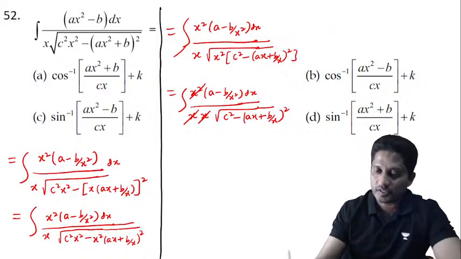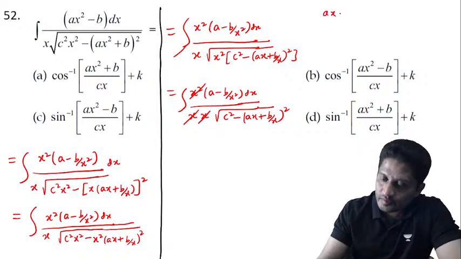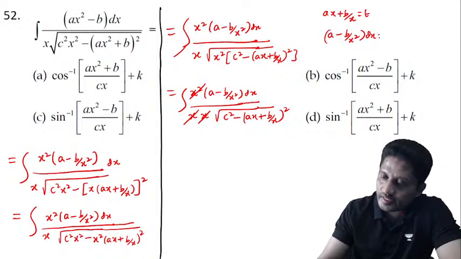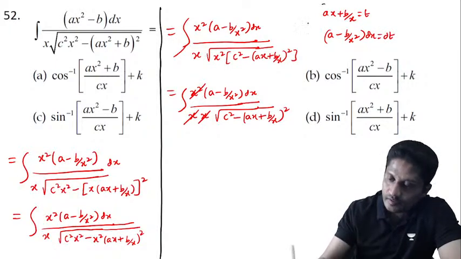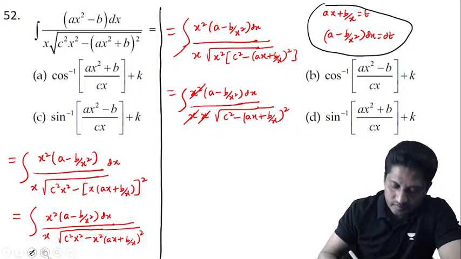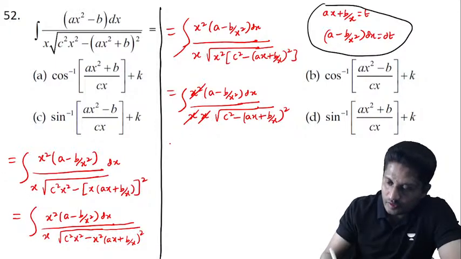Right, now I'm going to substitute ax plus b by x is equal to t. Differentiation of ax is a, differentiation of b by x is minus b by x square. So (a minus b by x square) dx is equal to dt. Now if I use the substitution, numerator will be equal to dt divided by root of c square minus t square.